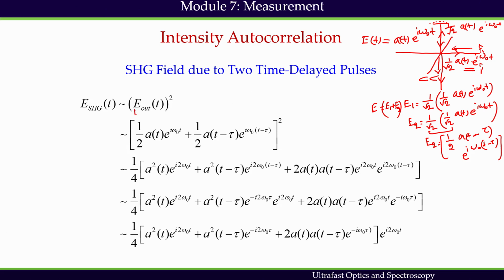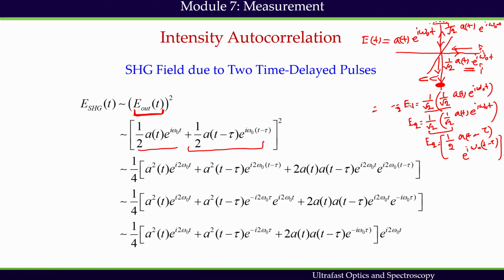E out is the field coming out of the Michelson interferometer at this point. E out is represented by half, because if we multiply 1 by square root 2 and 1 by square root of 2, we get a half factor, then at e to the power I omega naught t. That is the first pulse, and the second pulse is delayed with respect to the first pulse, and that is half a t minus tau into e to the power I omega naught t minus tau. Then after this, what we have?